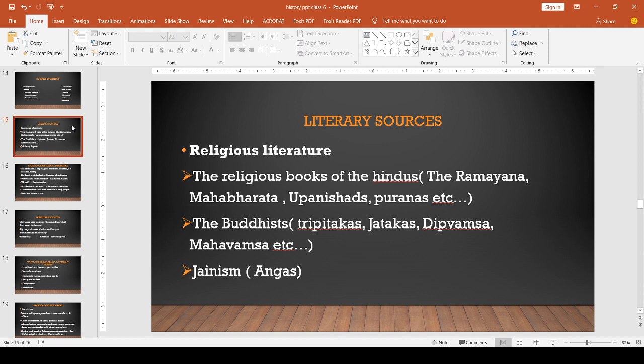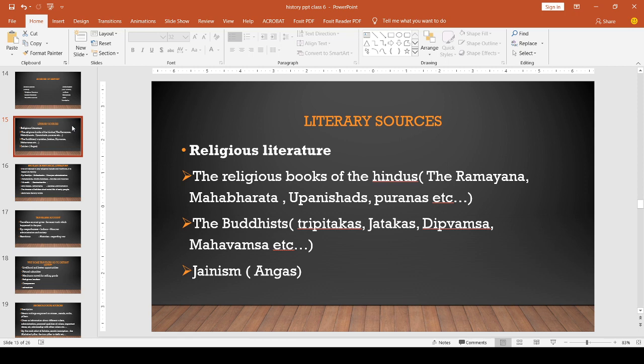Now we can see what these literary sources are. The literary sources are mainly classified into three: religious literature, secular or historical literature, and travelers' accounts. We can learn one by one. First is religious literature. What is religious literature? Yes, the various religious books. First, the religious books of Hindus. The religious books of Hindus are the Ramayana, Mahabharata, Upanishad, Purana, etc.